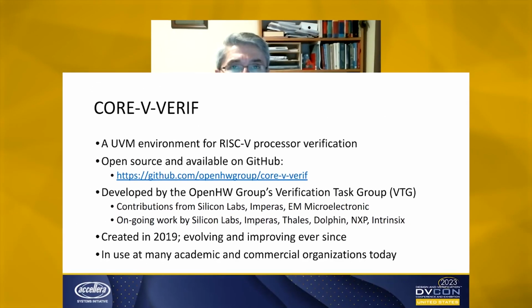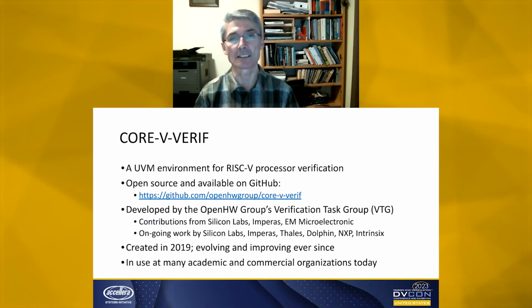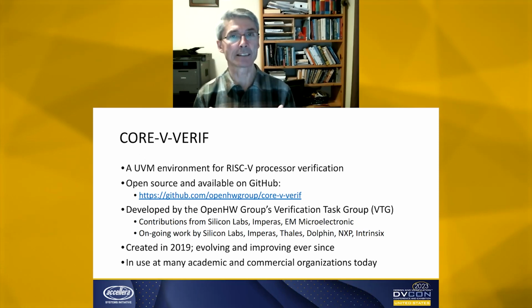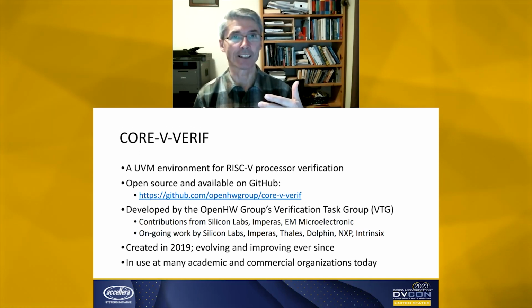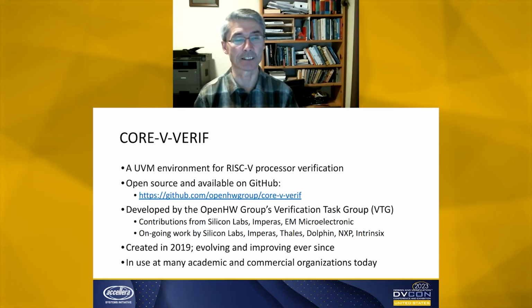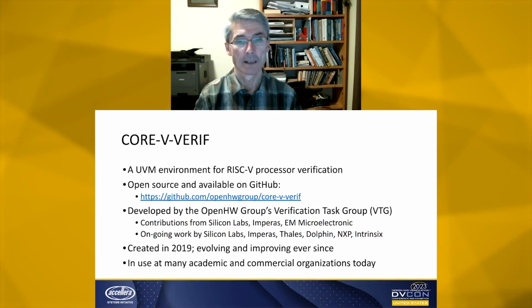As Aimee said, CORE-V-VERIF was created in 2019 and has been in constant evolution ever since. We've condensed the evolution story down into a 1, 2, 3 story. It wasn't quite as smooth as that, but the story does work that way. This environment is in use today to verify 6, soon to be 7 different cores within the Open Hardware Group. It's also being used in many academic and commercial organizations today that are outside the Open Hardware Group. It's an open source artifact. It's available for you to use.